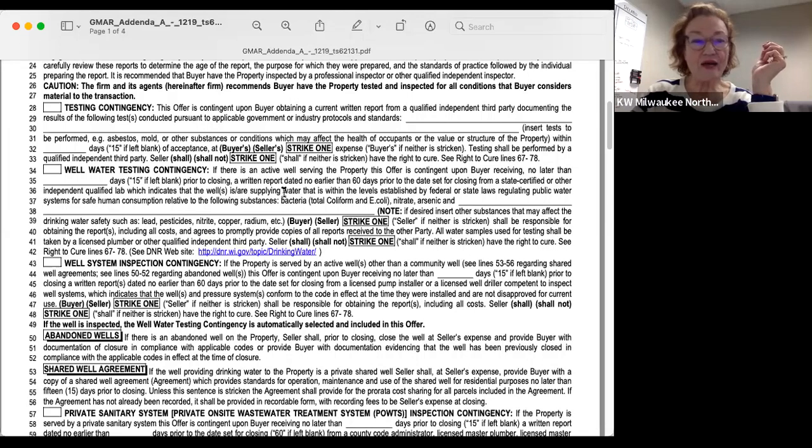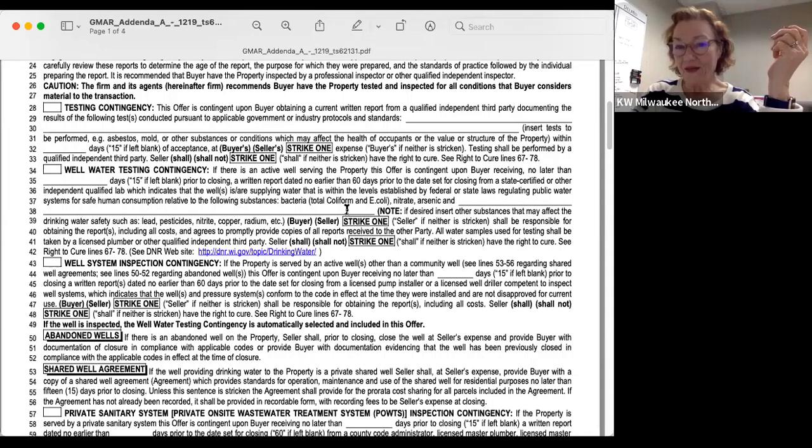From a state certified or other qualified lab, which indicates that the wells are supplying what is established as levels by the state regulating public water systems for safe human consumption to the following substances. So if you don't touch this, other than marking an X here and maybe 15 days in here, they're going to test. This was contingent on nitrates and arsenic.